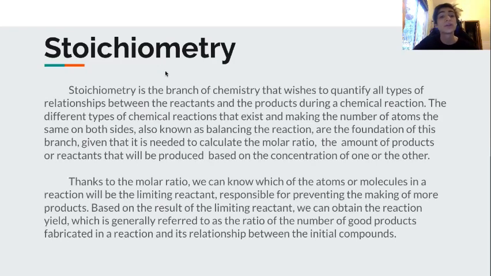Thanks to the molar ratio, we can determine the limiting reactant, which is responsible for preventing the making of more product. Based on the result, we can obtain the reaction yield, which is generally referred to as the ratio of the number of good products fabricated in a reaction and its relationship to the initial compounds.